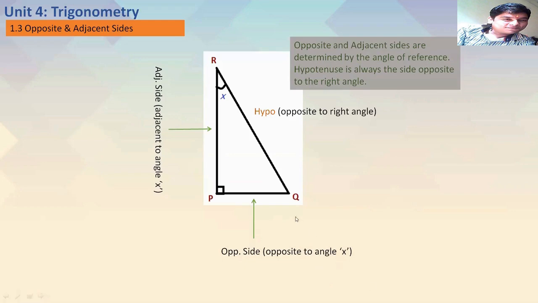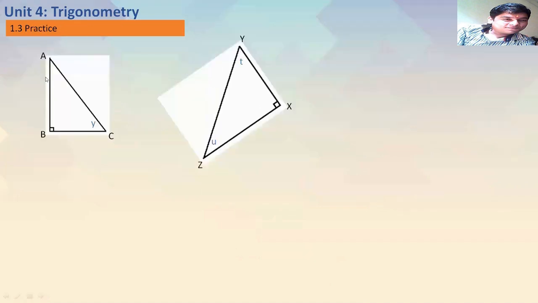Let's do a little bit of practice on this. In the first figure here, we have angle Y at C. Which one would you call the opposite side? Opposite would be AB. Fantastic. AB is the opposite side. Great. Which one is adjacent? Adjacent is BC. And hypotenuse? It's AC. Fantastic. AC is the hypotenuse.